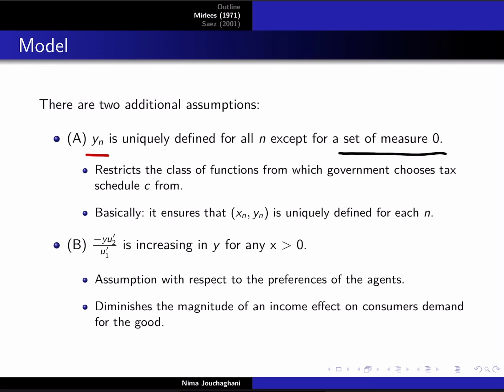The second assumption is an assumption with respect to the preferences of the agent. It would take a lot of time to pin down what this condition is exactly saying.